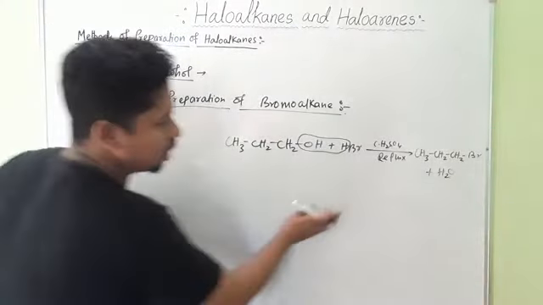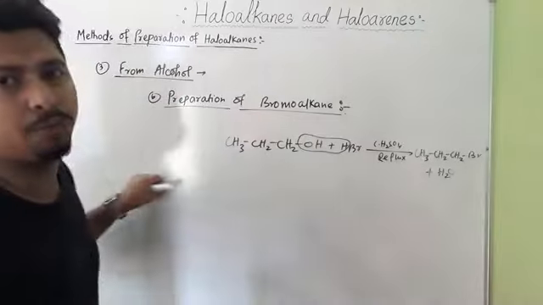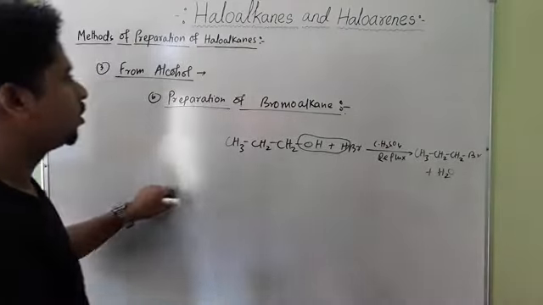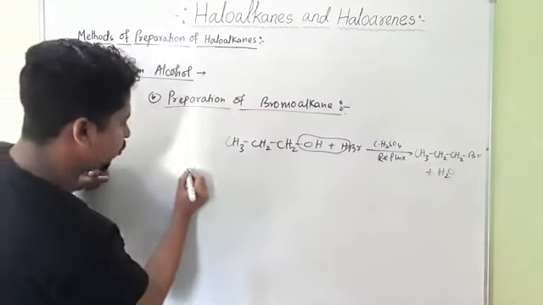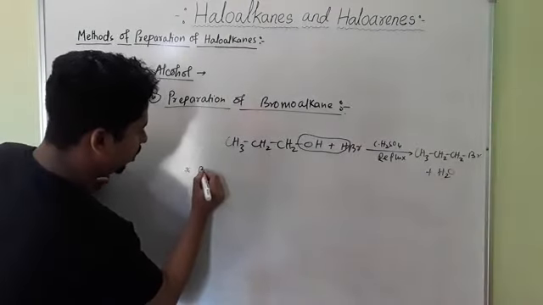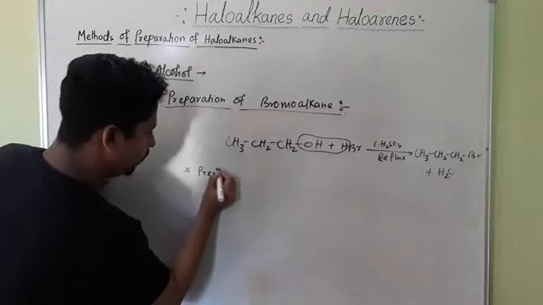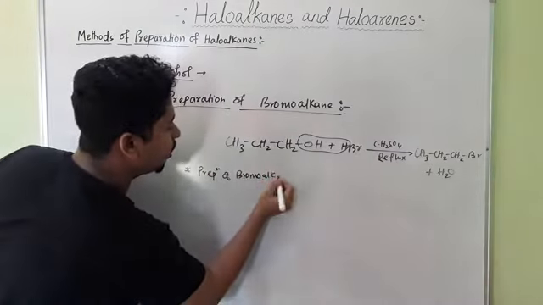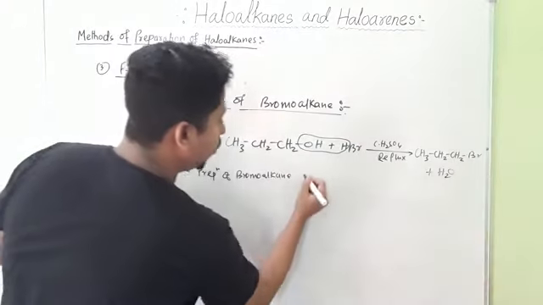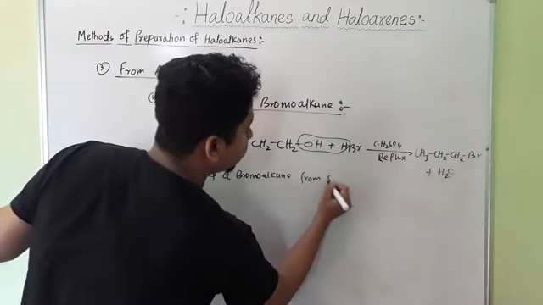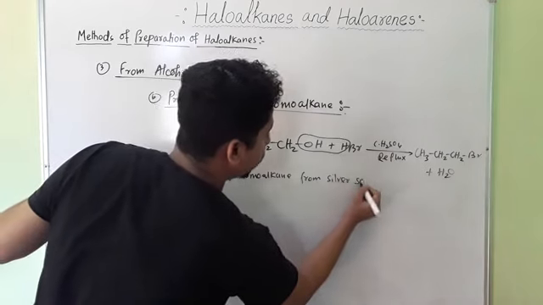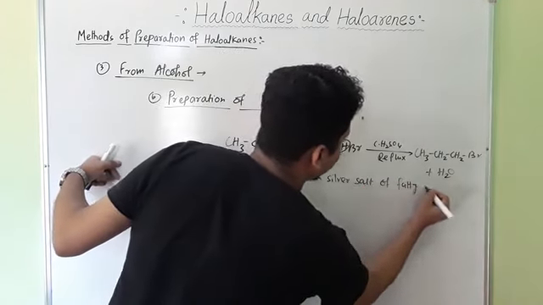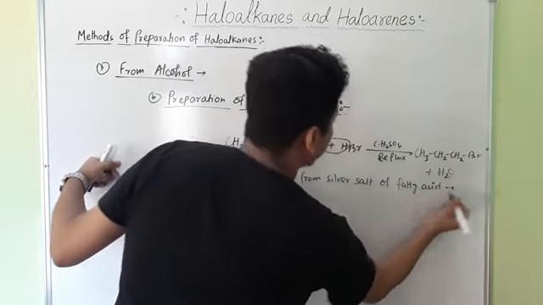Another important reaction is that from the silver salt of fatty acid, we can prepare this bromoalkane. So this is the preparation of bromoalkane. Next, you can write preparation of bromoalkane from silver salt of fatty acid. So this is one reaction.